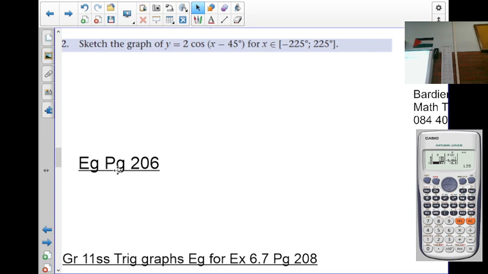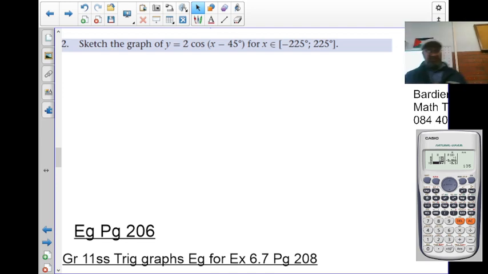Alright, so the normal cos graph is always steps of 90, but it's a 45 degree shift. So when we say 90 minus 45, it gives you 45. So we're going to make steps of 45 degrees there now. Okay. So again, I'm going from negative 225 to 225. So it's negative 240 to 225. So it's 240.